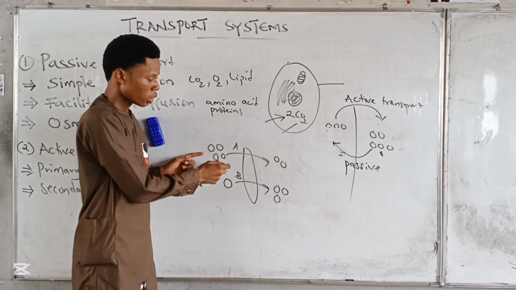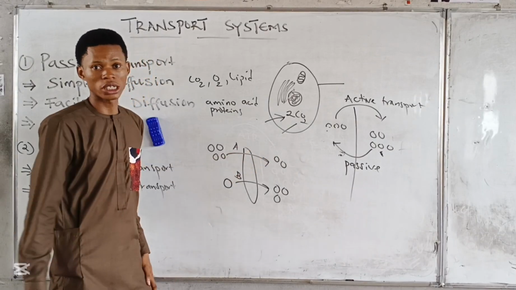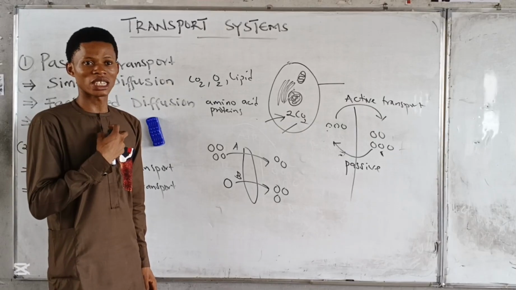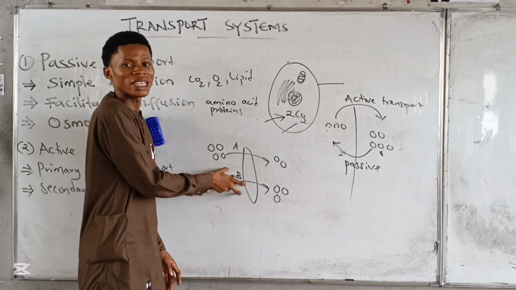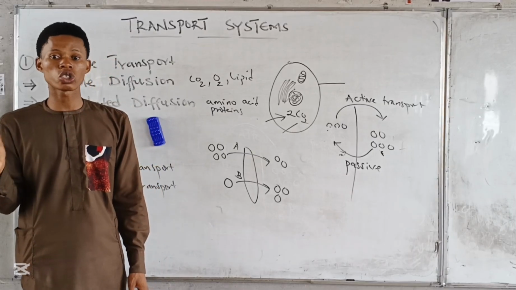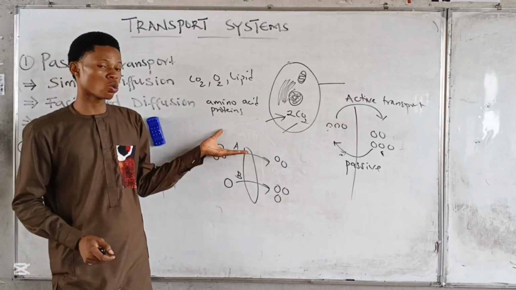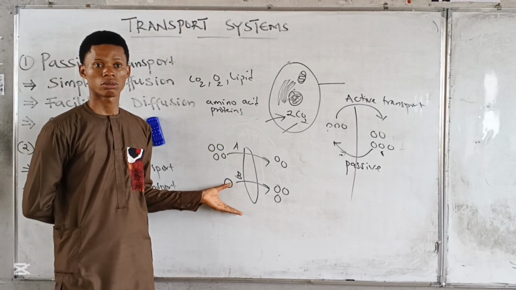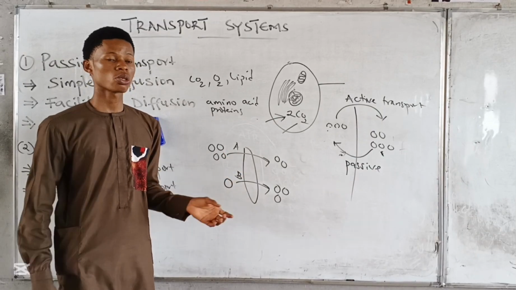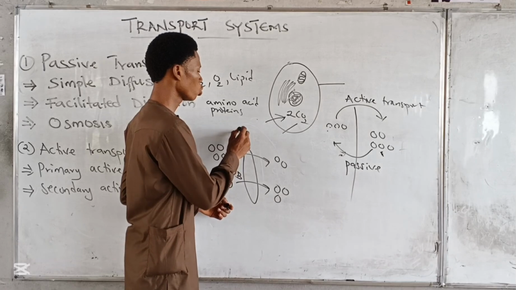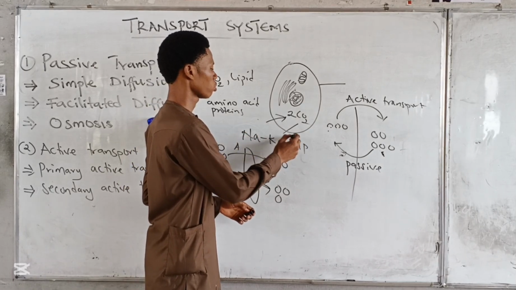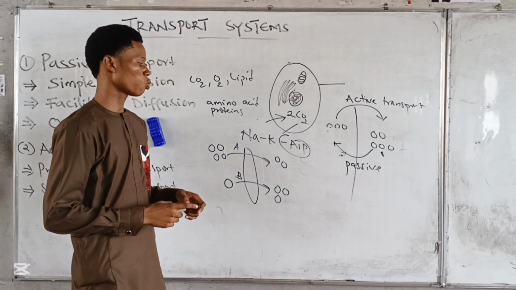Are we following? If I transport this one to this side, I don't need energy. Instead, I generate energy. The energy I generate is now used to drive this one against the concentration gradient. That type of transport is called what? Co-transport. It means without this one, that one cannot be transported. Something like that is seen with the sodium-potassium ATPase. Sodium and potassium are transported like that.